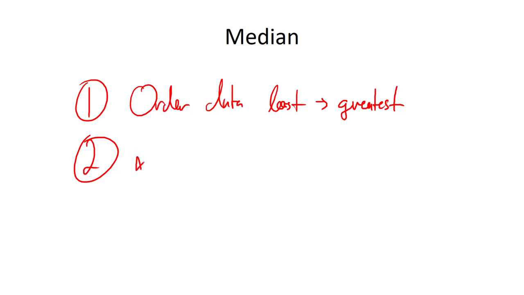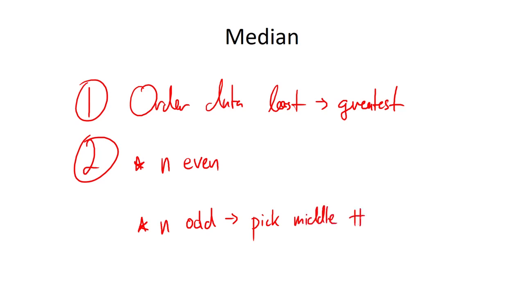But it depends. It depends because if the data set is even or odd, it changes how you pick the median. If the data set is odd, it's easier because you're going to have a value like dead center, right? If there's 11 observations, there's going to be 5 on the bottom and 5 on the top and 1 right in the middle. So if n is odd, it's easy. You just pick the middle number once you've ordered it.